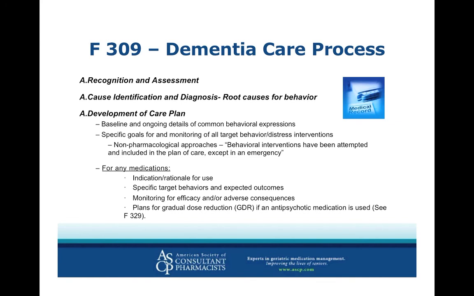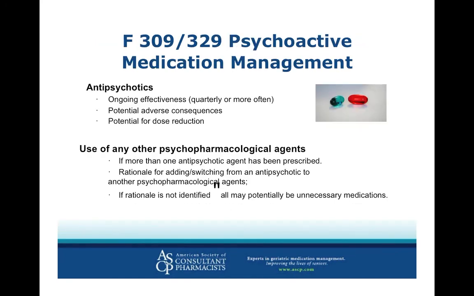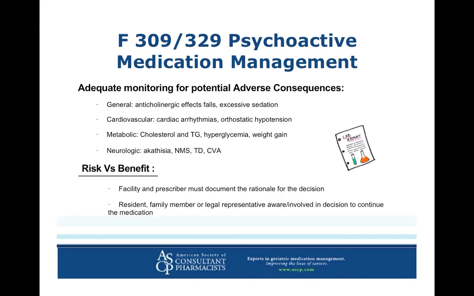I look at the nurse's notes. I look at the progress notes. Because if their behavior seems stable, then maybe we warrant a gradual dose reduction. All right. Once again, it talks about the appropriateness of monitoring, and making sure we're evaluating for adverse drug reactions. And like I said before, in that F-tag 309, in relationship to F-tag 329, it also focuses on the use of any psychopharmacological agents and making sure there's an appropriate rationale for those medications.